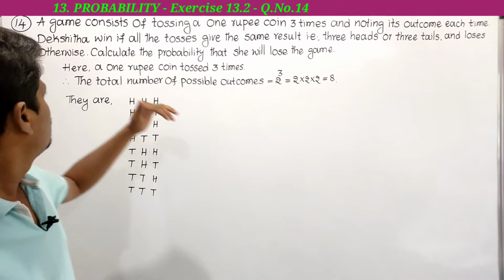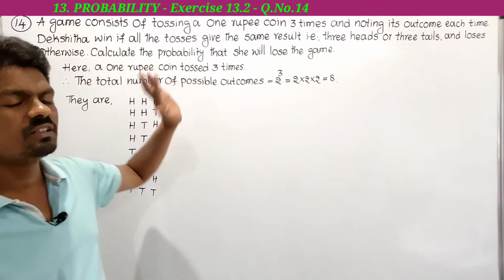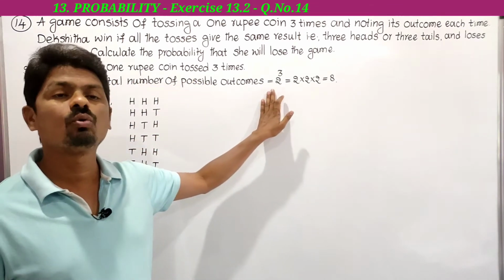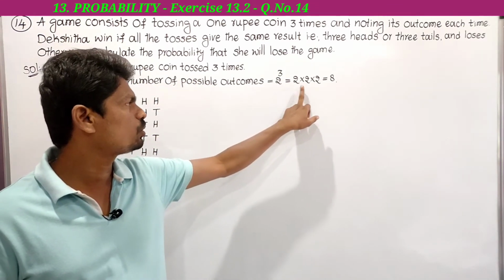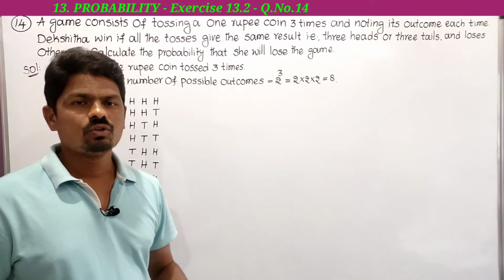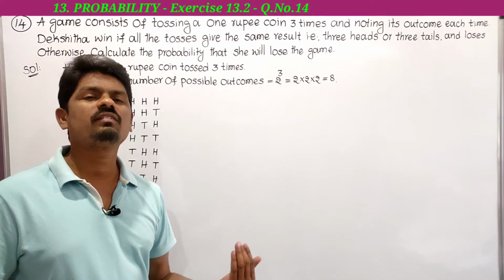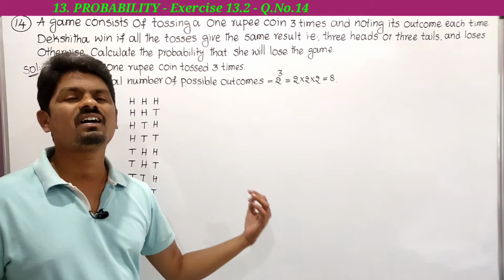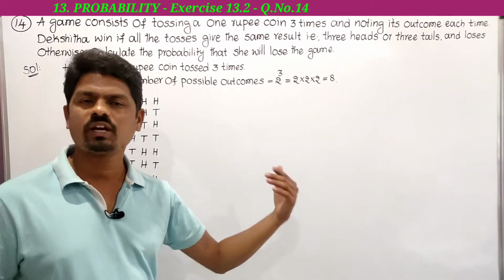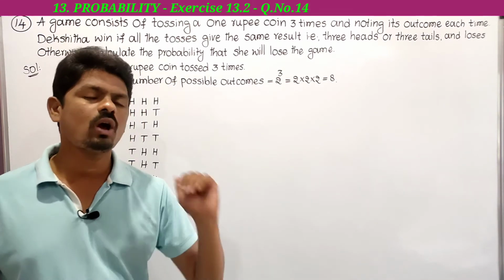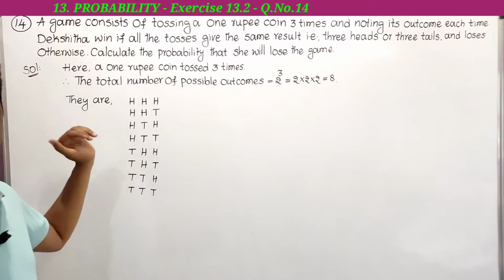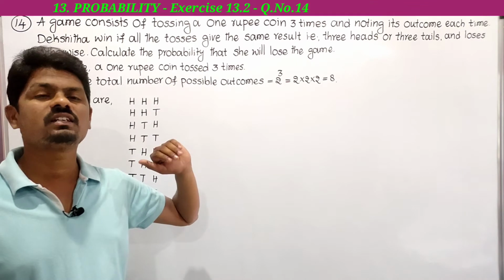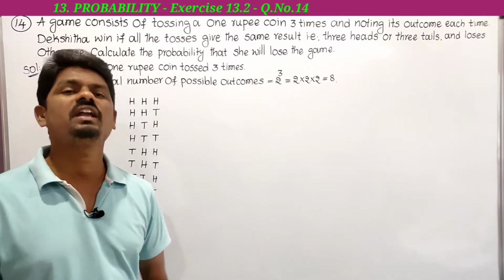So here a 1 rupee coin is tossed 3 times. Therefore the total number of possible outcomes is 2 to the power 3, that is 2 into 2 into 2, which is 8. In the previous introductory video, I have explained very clearly about the total number of possible outcomes when a coin is tossed 1 time, 2 times, 3 times like that. First you have to watch that video to understand very clearly. So here the total number of possible outcomes are 8, since a 1 rupee coin is tossed 3 times.